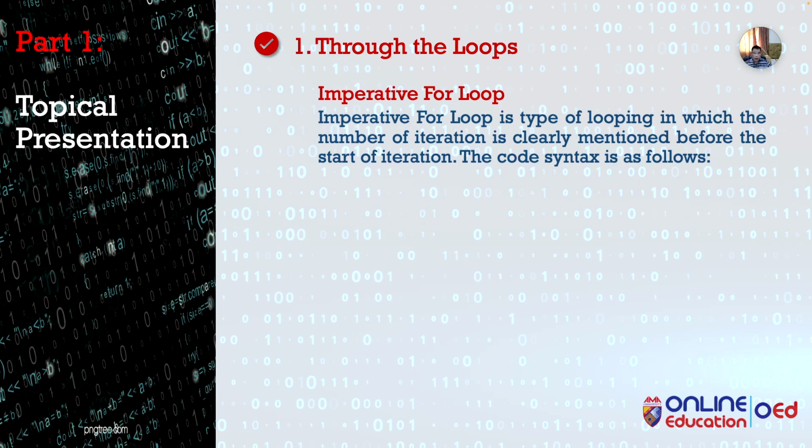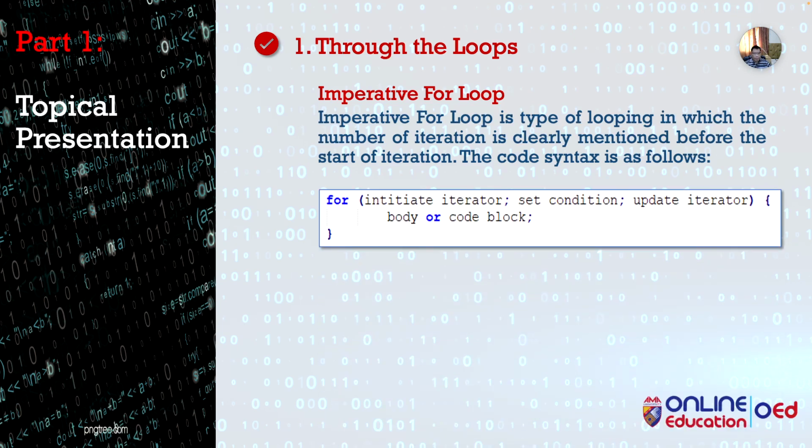Imperative for loop is type of looping in which the number of iteration is clearly mentioned before the start of iteration. The code syntax is as follows. For loop starts with the keyword for, followed by the following inside parentheses: the initial value of the iterator, a conditional statement stating the limit of iteration, and last is the modification to be made to the iterator in each step of the iteration. All the parameters inside the parentheses are separated by semicolon.